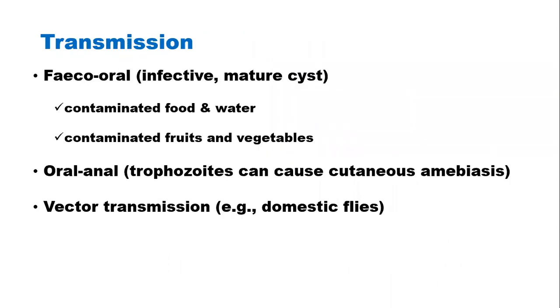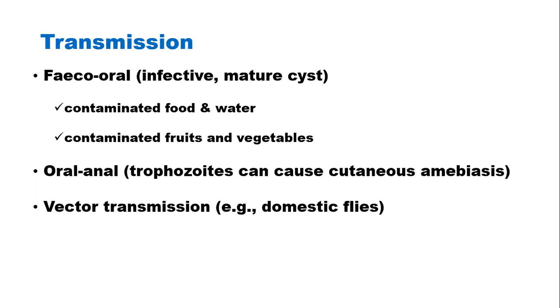Infection is fecal-orally transmitted when mature cysts are ingested, either in contaminated food or water. Contaminated fruits and vegetables may also transmit the infection. You can also have transmission through oral-anal sex. And apart from causing a GI tract infection in this situation, there are instances in which, in homosexual males, there are cutaneous lesions attributable to the parasite. So we can also have cutaneous amoebiasis.